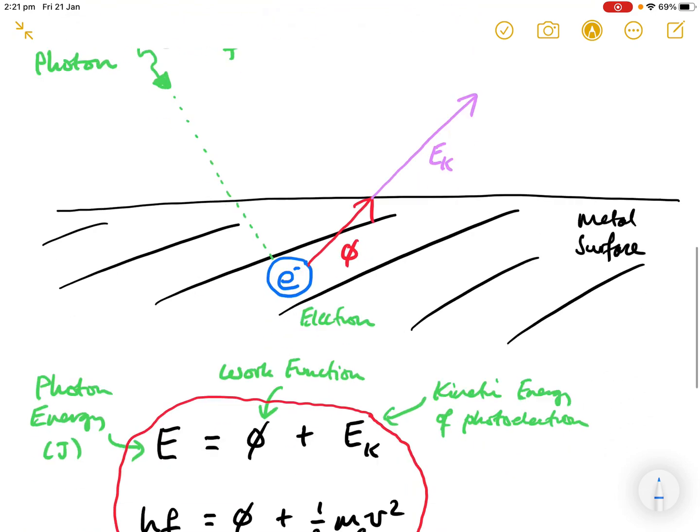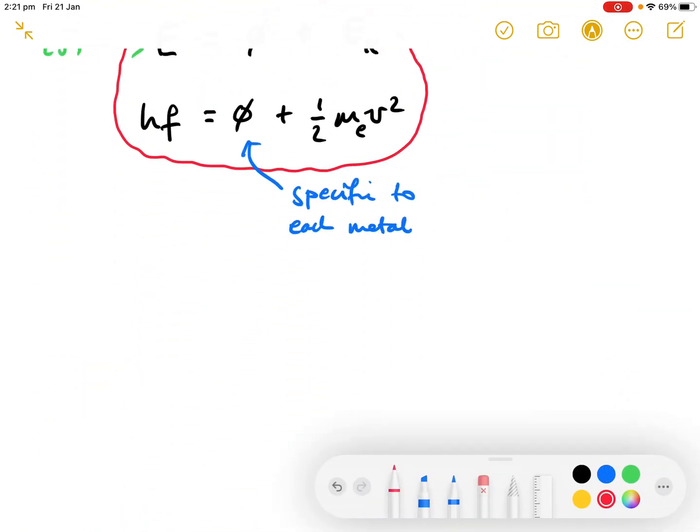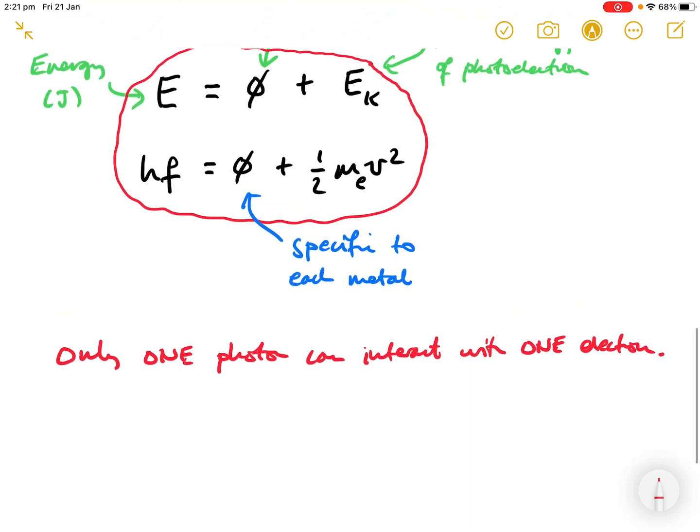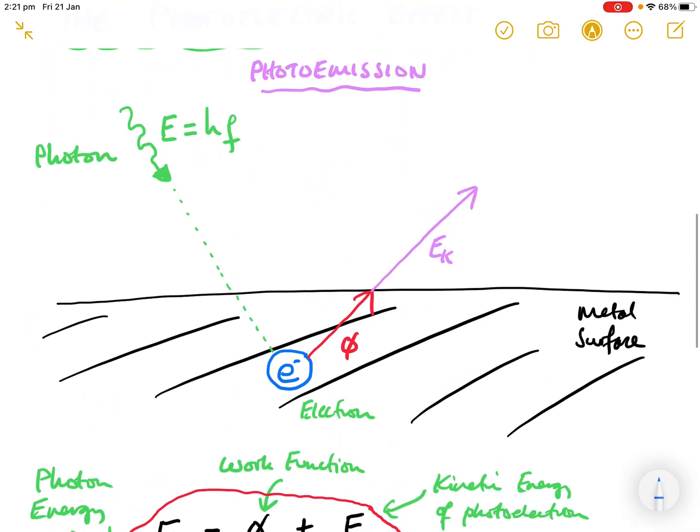Okay. Now one important observation here, and it's very crucial that you're aware of this, is only one photon can interact with one electron. It's a one-to-one correspondence. One photon with one electron. So you cannot get two photons working together to liberate an electron. It can only be a one-to-one thing. So if the individual photon has insufficient energy to liberate the electron, the electron will not be liberated. Okay.